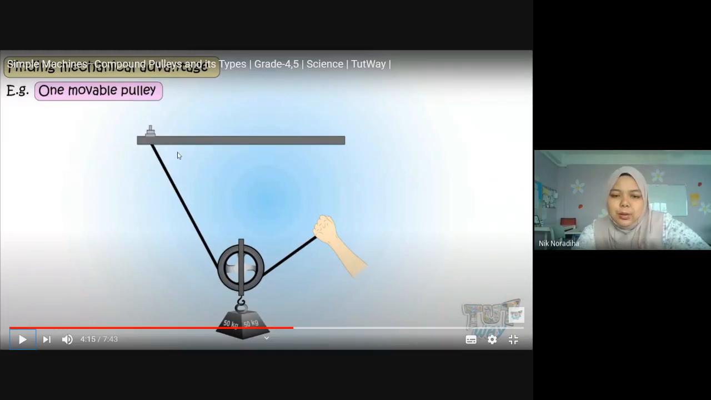The first one, we have fixed pulley. Second one, we have movable pulley. To repeat, the second one, we have movable pulley. It means it can move. The wheel can move, go back and forth. And the pulley is in the center.